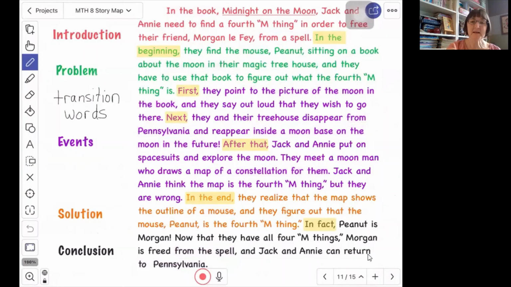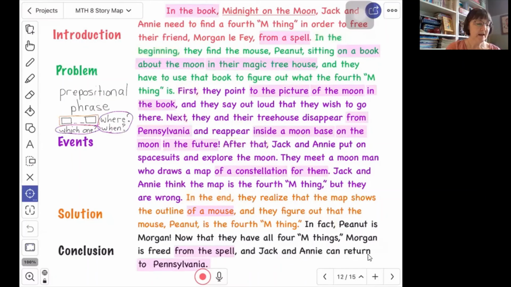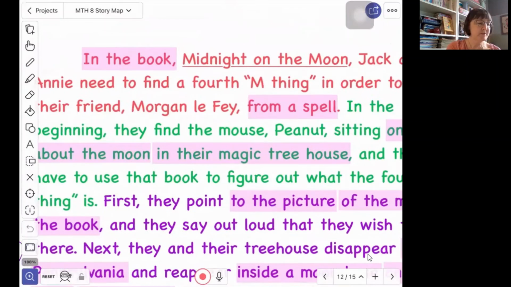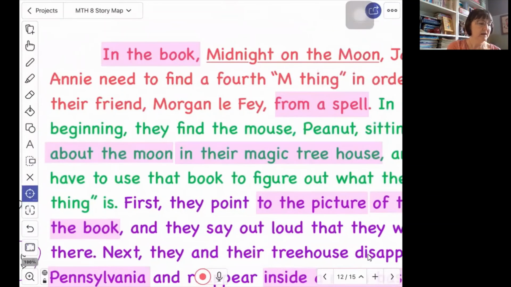When we are beginning a sentence with a transition phrase or a transition word, we need to put a comma after that. So there's a comma after in the beginning, a comma after first, a comma after next, a comma after that, a comma after in the end. So if we are beginning a sentence with a transition word or phrase, we need to use a comma after that. And with prepositional phrases, if we begin a sentence with a prepositional phrase, like in the book, we need to put a comma after that.